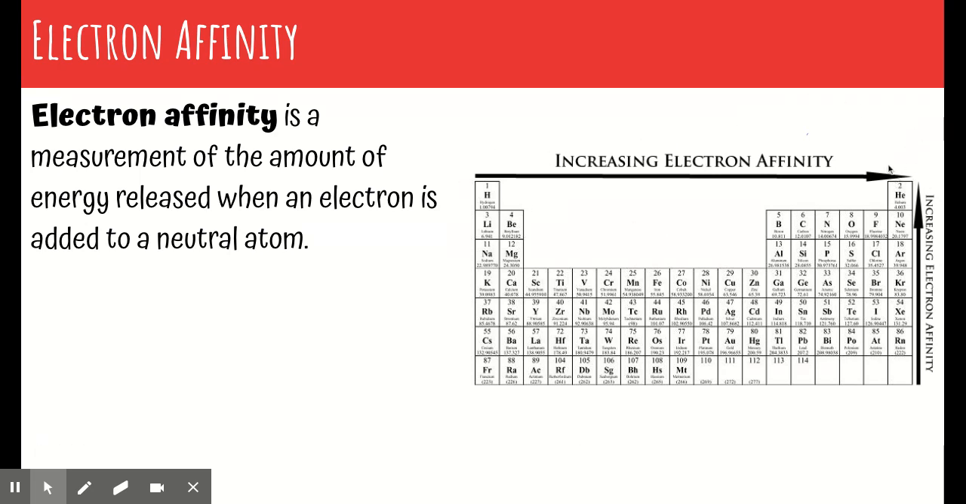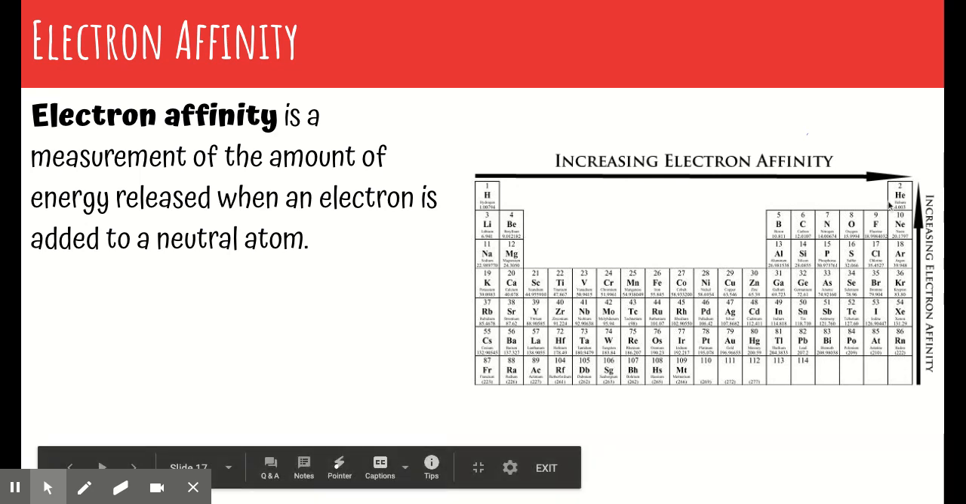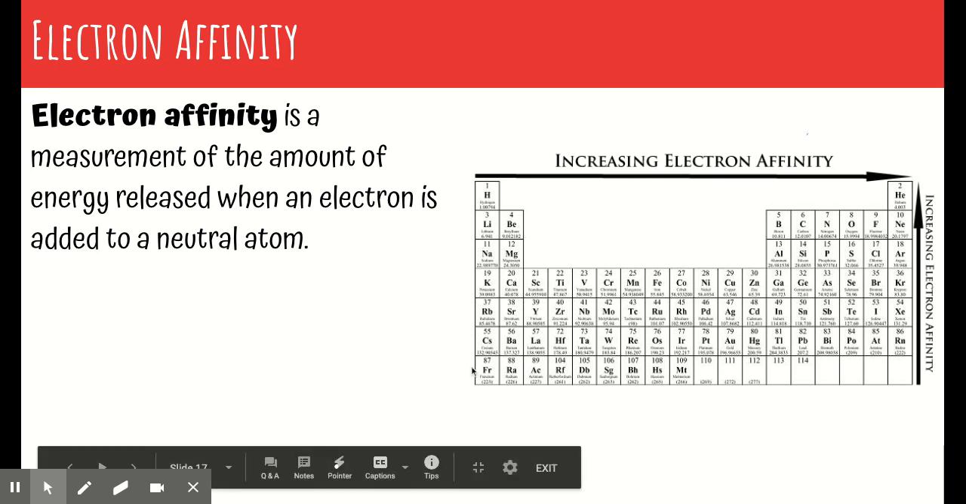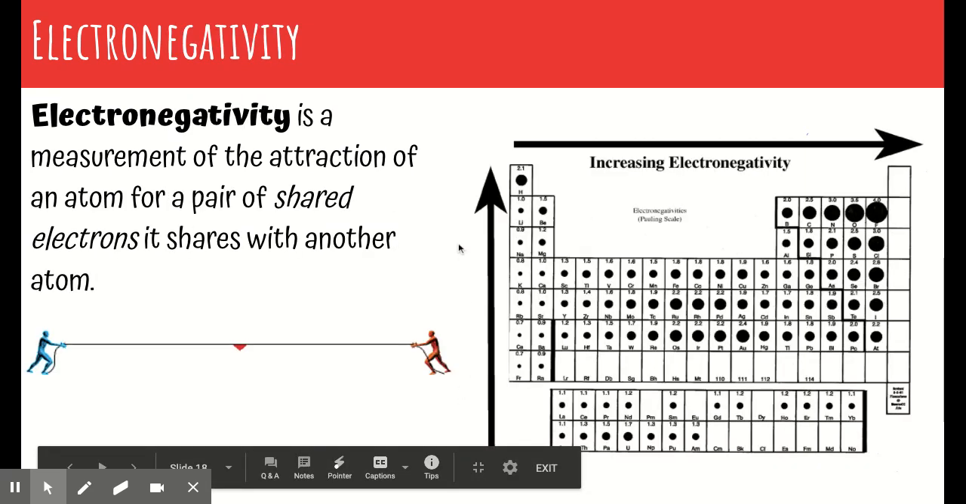Electron affinity. Okay, so electron affinity is the amount of energy released when an electron is added. So electron affinity increases as you move from left to right and from bottom to top. So electron affinity is very high in the top right corner of the periodic table. So like all of these over here would have a high electron affinity, meaning that they're releasing a lot of energy whenever they're bonding with something, and then that would decrease towards this end of the periodic table.